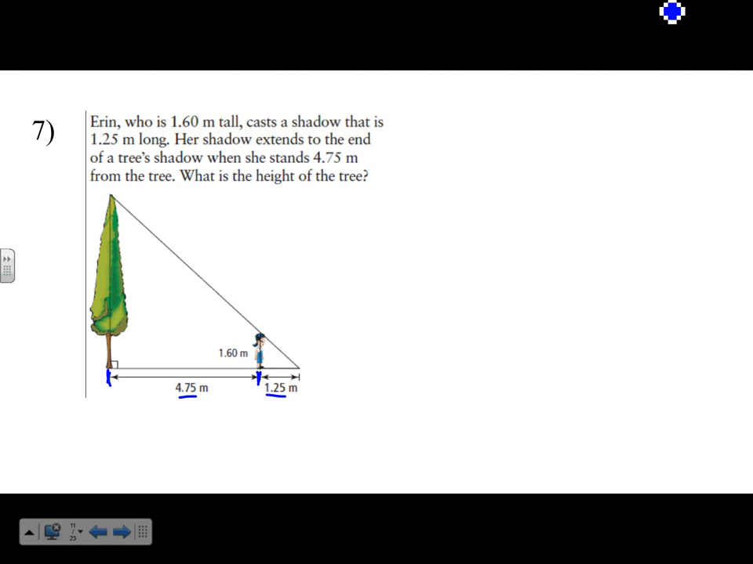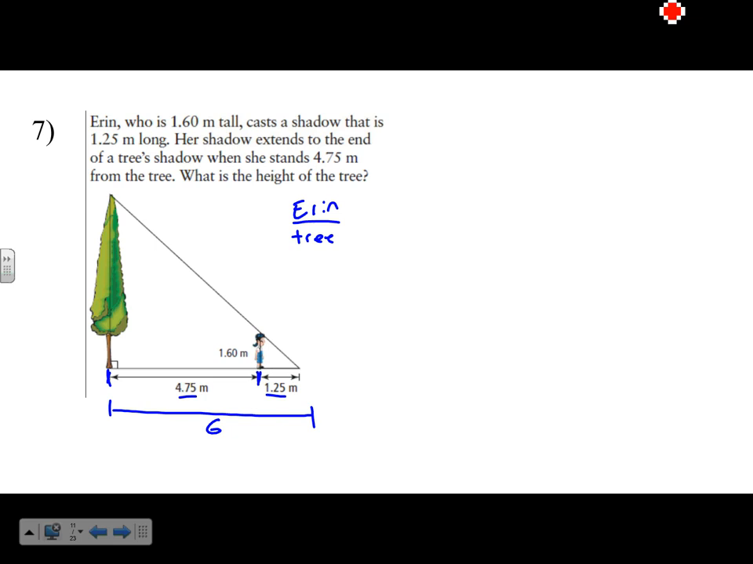So we have to add those together, 4.75 plus 1.25, to get the length of the whole shadow of the tree, which is 6. So they're asking the height of the tree. Again, we have Erin on top, tree on bottom. You don't have to do it this way, but I think this is the easiest.